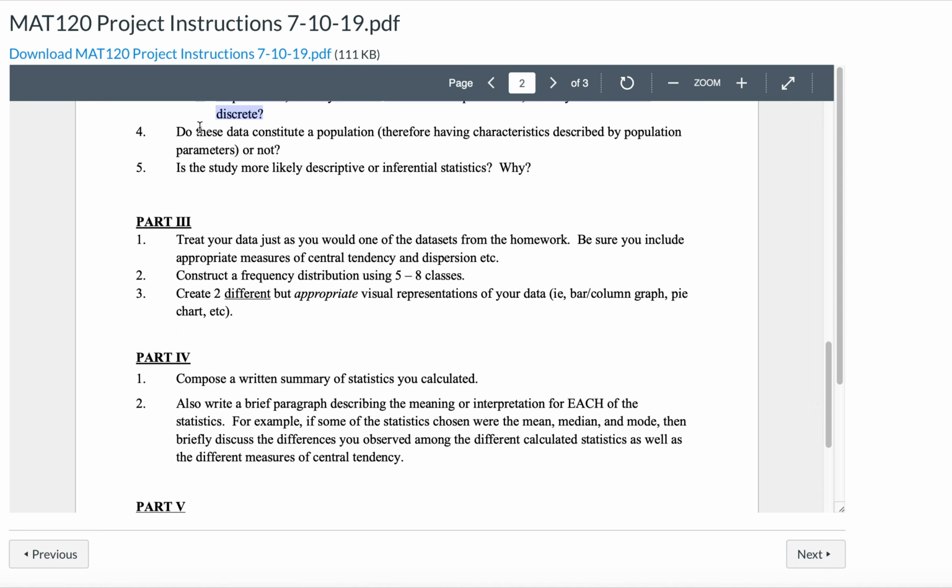Is the study descriptive or inferential? There is sometimes confusion on descriptive versus inferential. Descriptive means you're describing something. So you're describing, this is my survey, this is the data that I got, this is what I see in my data. Descriptive is describing, but you're also giving calculations: the mean, the median, the mode, the range. Those are descriptors for your data set.